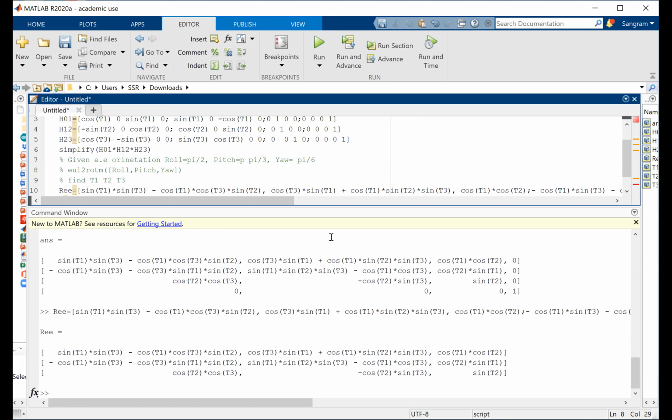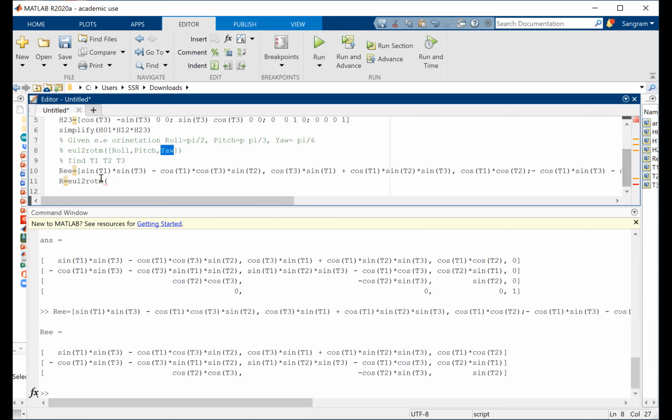So whenever you use the MATLAB command, you will have to supply the roll angle first, the pitch angle second, and the yaw angle third. So I'm going to say EUL to ROTM, parentheses, square bracket, roll is pi by 2, pitch is pi by 3, and yaw is pi by 6.